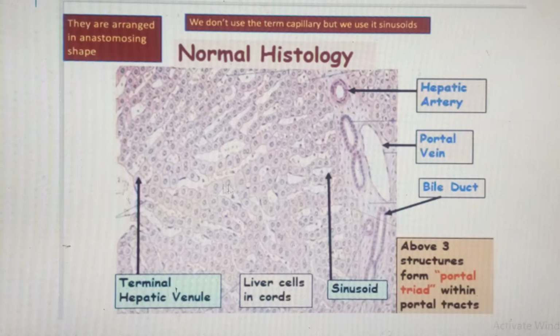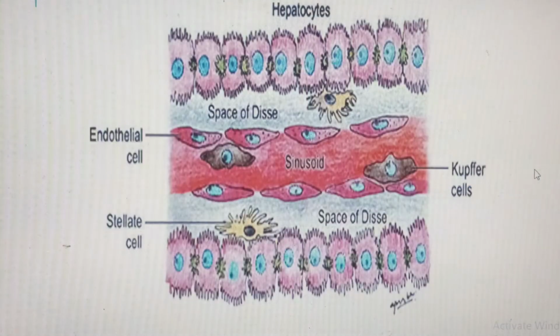The blood supplies these hepatocytes from peripheral to central, while bile is drained from the liver from central to peripheral. That is what I want you to know.